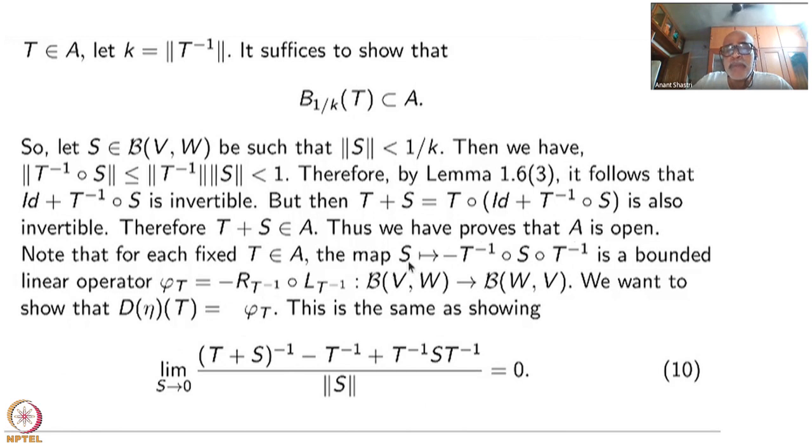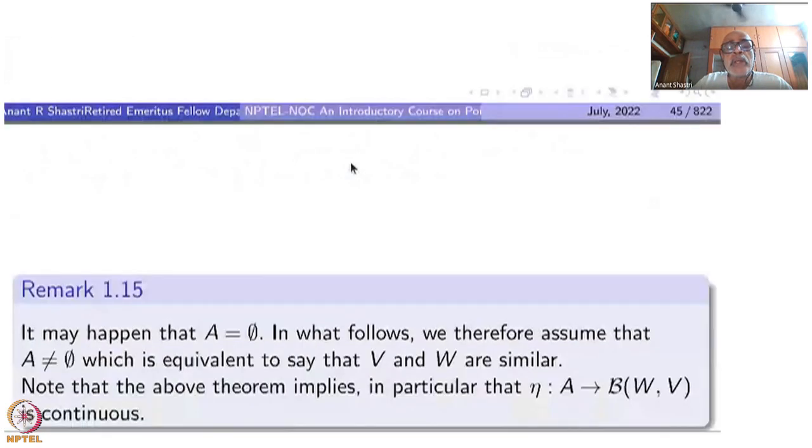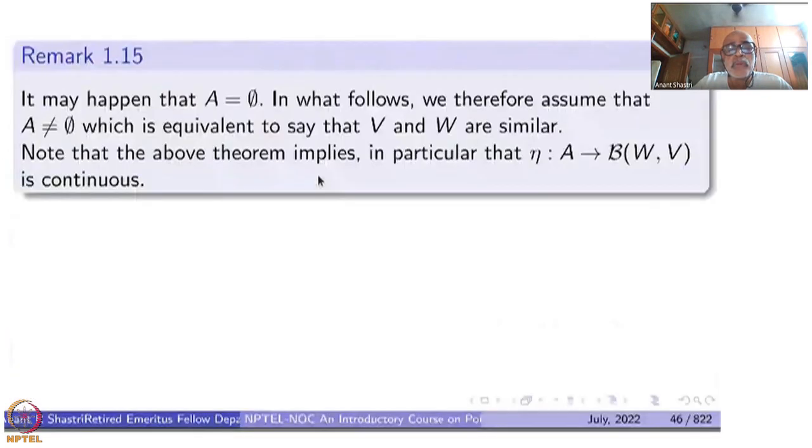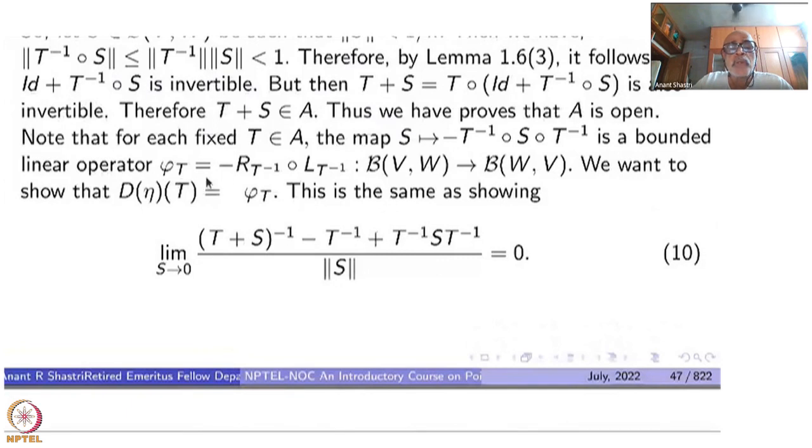So this map S going to T inverse S T inverse is nothing but, I have a short notation, phi T, which is minus of R T inverse composed with L T inverse. There is a minus sign coming here. You see, in the statement there is a minus sign. So I take this as minus phi T, phi T equal to minus R T inverse S T inverse. This is a linear map from B(V,W) to B(W,V). We want to show that this minus phi T is the derivative of eta at T.